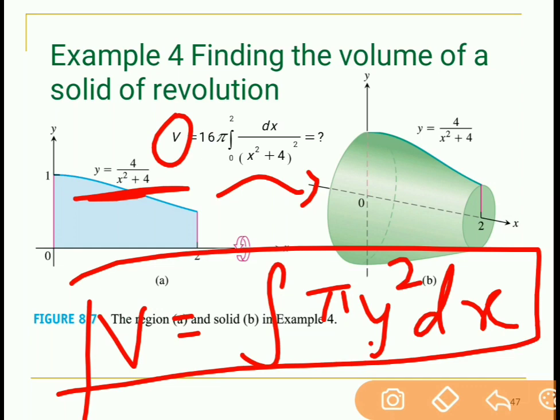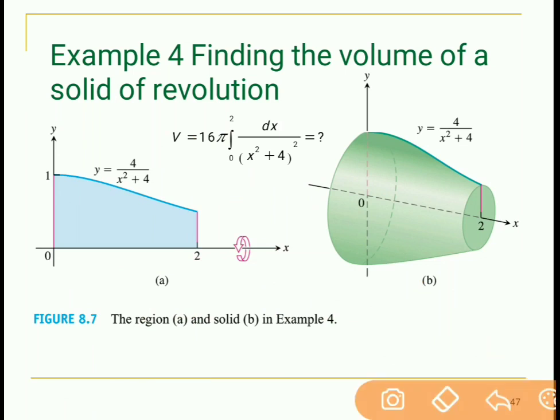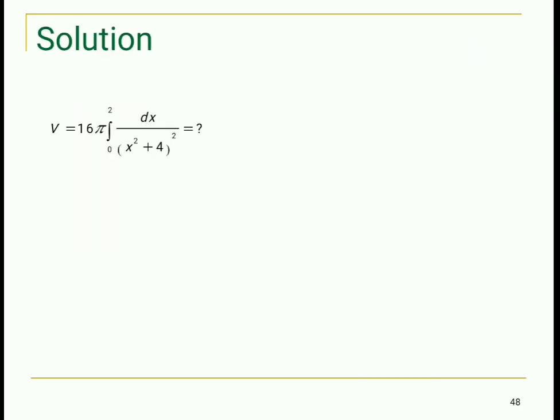So in this case, if you substitute y as the given function, then you will get the answer as 16 pi integration of dx upon x square plus 4 the whole square. The limit for x over here is from 0 to 2. So we will use the limit from 0 to 2. So finally, we need to solve this given integration.